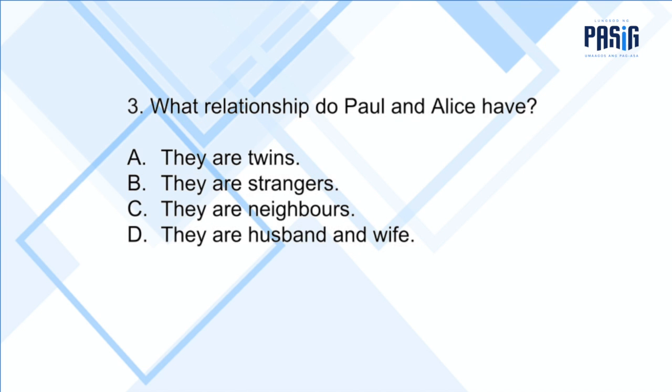Number 3. What relationship do Paul and Alice have? Letter A. They are twins. Letter B. They are strangers. Letter C. They are neighbors. Letter D. They are husband and wife.